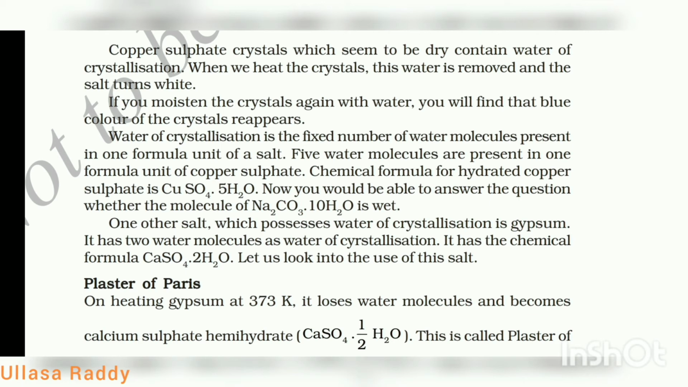Water of crystallization is the fixed number of water molecules present in one formula unit of salt. Five water molecules are present in the formula unit of copper sulfate. The chemical formula of hydrated copper sulfate is CuSO4.5H2O, meaning CuSO4, copper sulfate, pentahydrate.